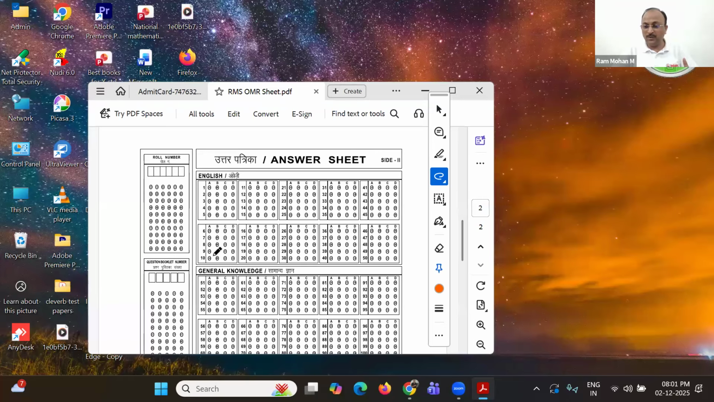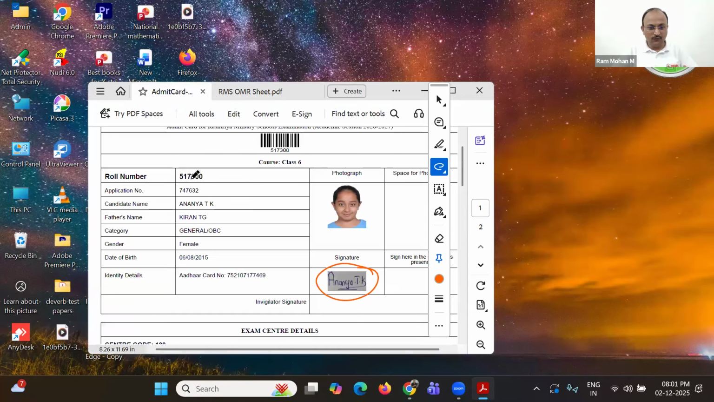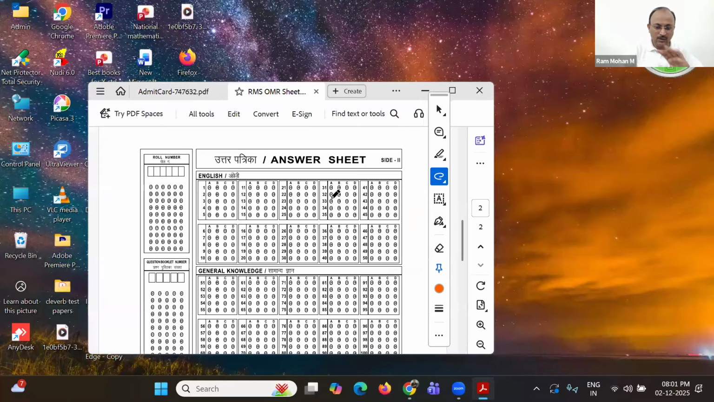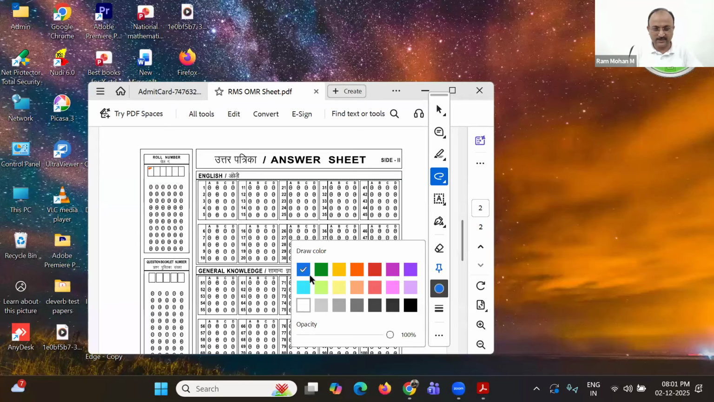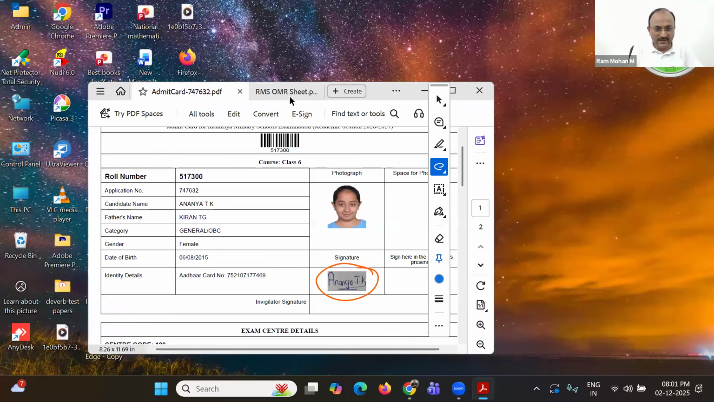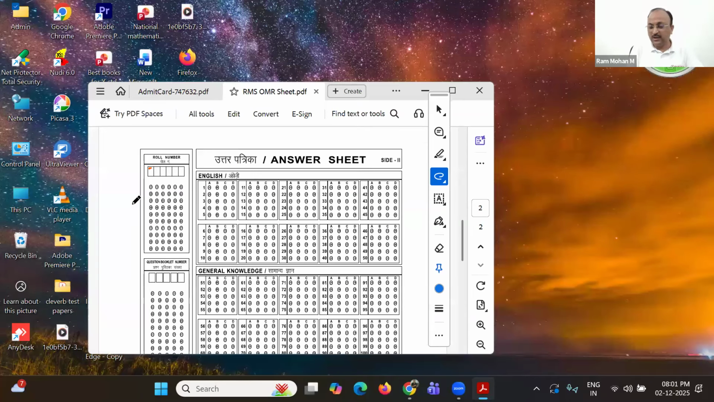First, you have to fill the roll number very carefully. What was our roll number? 517300. First, you write the numbers with a blue pen or black pen like this. Shall I take this color, blue? I think it will be better. Yes, this one. 517300. Filling these things, they will give you some 10 minutes before itself the question paper. So fill these things very carefully before starting to attempt the answers.